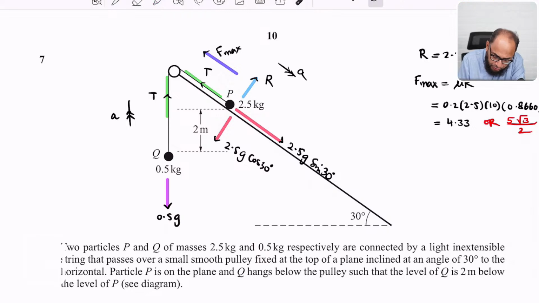This is about to slide down. This is mg sine theta. This is mg cos theta. This is normal reaction force. This is the weight of particle Q. This is the tension in the string. For this particle, it's upward. For this particle, it's upward. Friction always opposes motion. Friction always acts parallel to the surface.